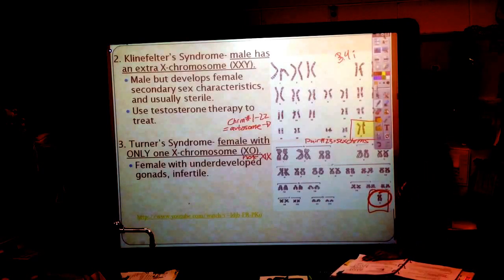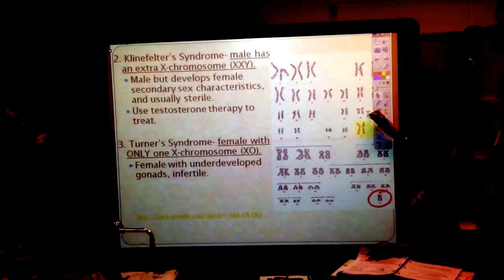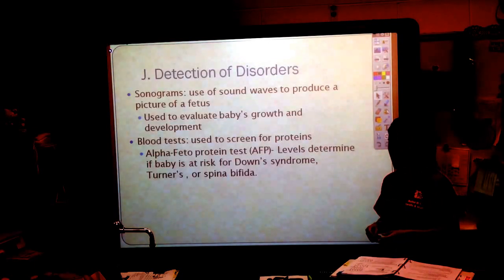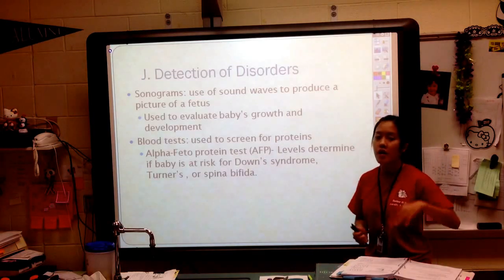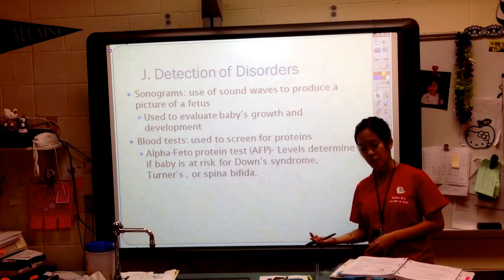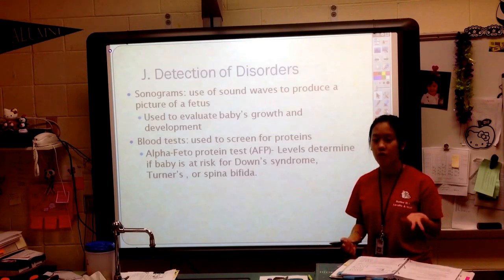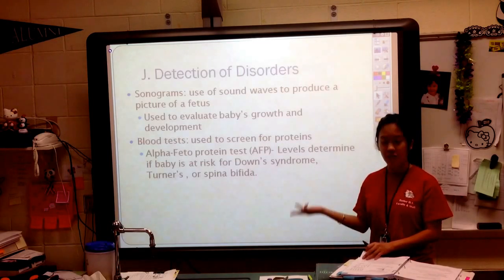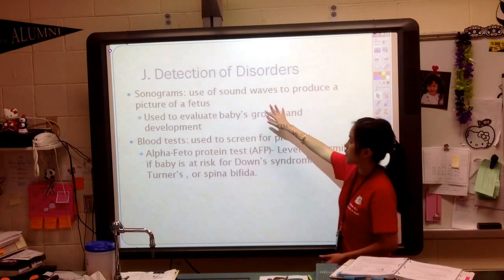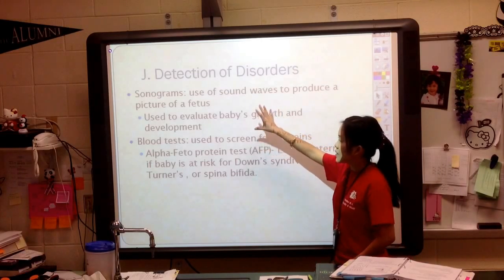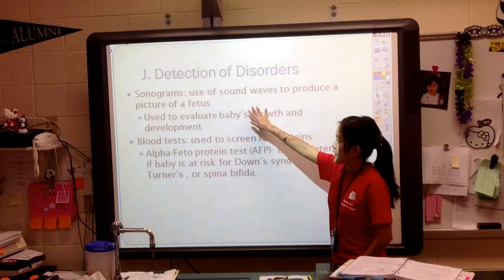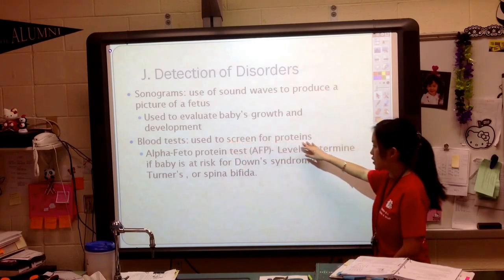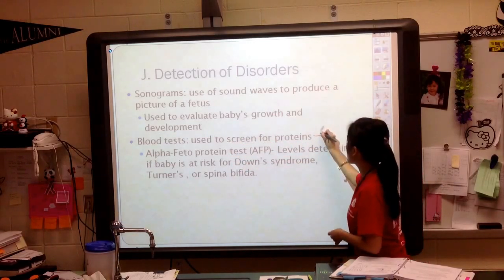And then, now we have some diagnostic tests that can be done. Detection of disorders. There are some tests that we can run to detect different genetic disorders. This could possibly be the chromosomal disorders. For the chromosomal disorders that we just looked at, Down syndrome, Klinefelter's, and Turner syndrome, we have to look at a karyotype. But for things like developmental problems, we can look at sonograms, and that's where you get a picture of the baby. We can use blood tests to screen for proteins. This is going to be for genetic disorders.